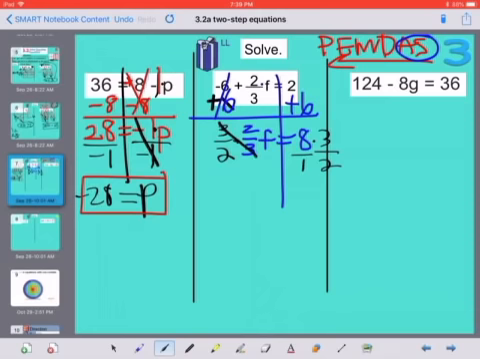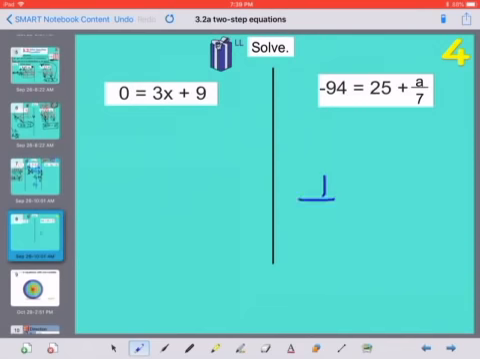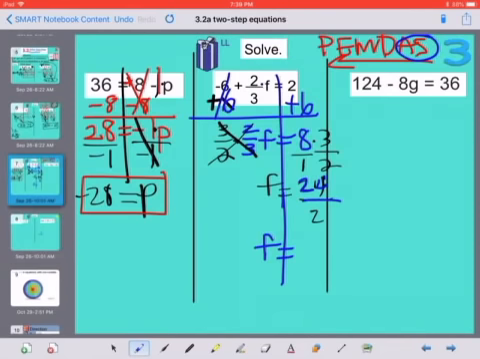3 divided by 3 is just 1. 2 divided by 2 is just 1, so we have 1f, or just f. And then on the right side, 8 times 3 is 24. But in the denominator, we have 1 times 2, which is 2. So we have 24 divided by 2, which should give us 12. Think of what's half of 24. It should be 12.